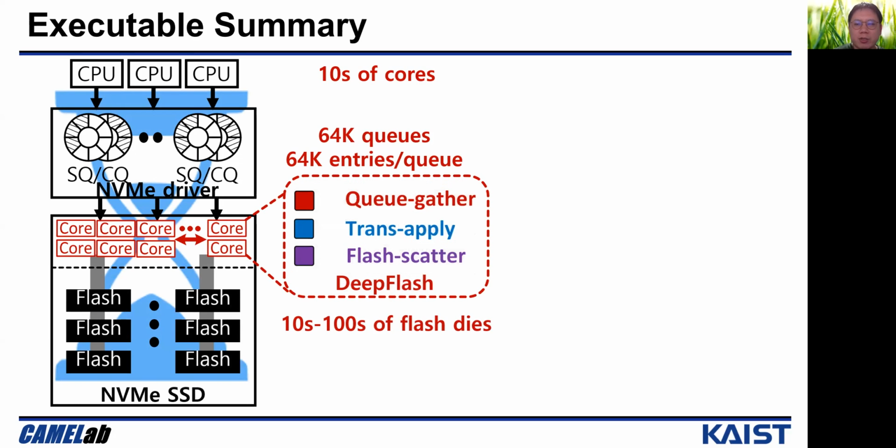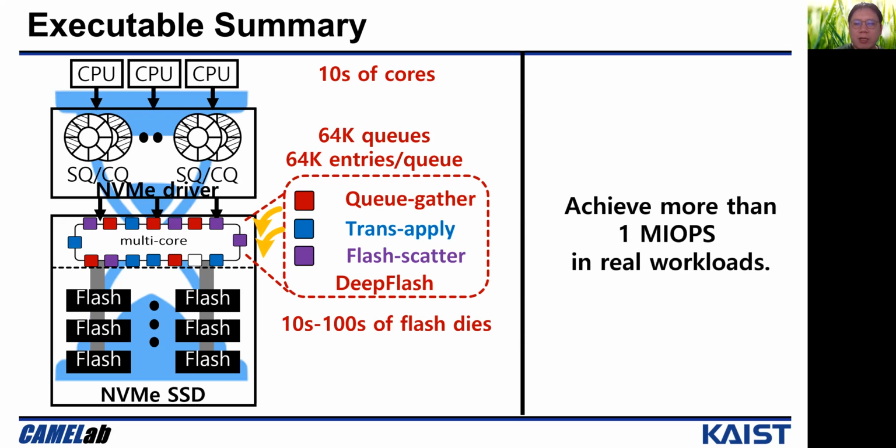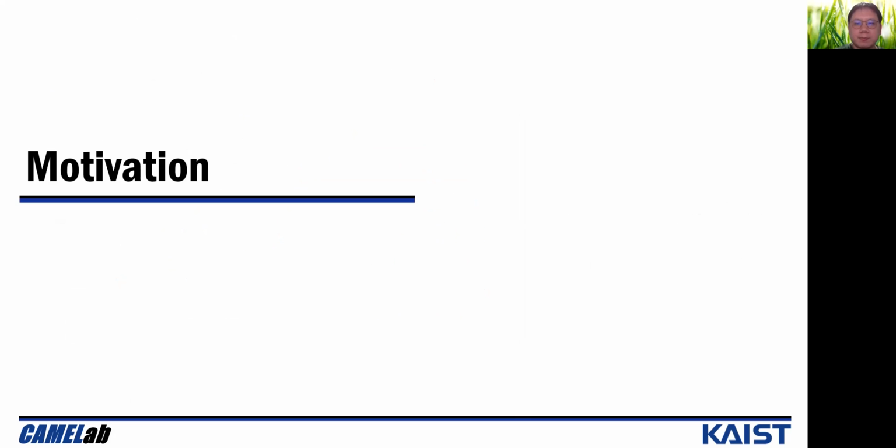We propose DeepFlash, which is a scalable parallel flash firmware. It modulates the main functions of SSD firmware into different threads and fully utilizes the multiple flash cores to execute the threads in parallel. DeepFlash can achieve more than 1 million IOPS in real workloads.